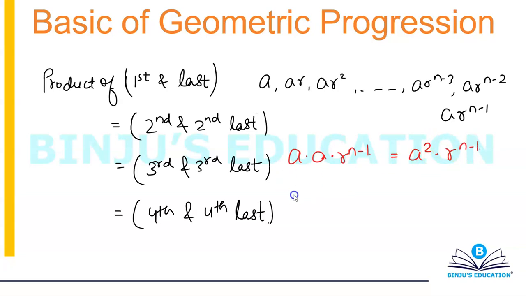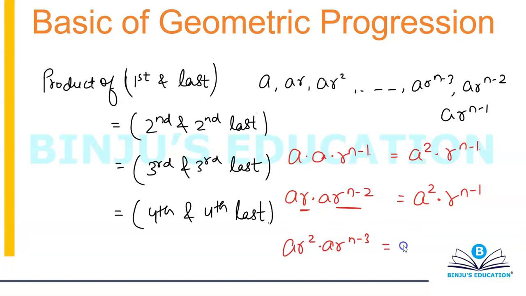Multiply second and second last. So that is AR into A into R to the power n minus 2. So that again becomes A square. Now this is R to the power n minus 2, so you're going to add the powers because the bases are equal. So into R to the power n minus 1. So you're going to have AR square into AR to the power n minus 3, which is A square into R to the power n minus 1 again.